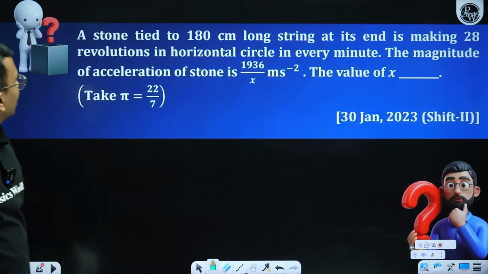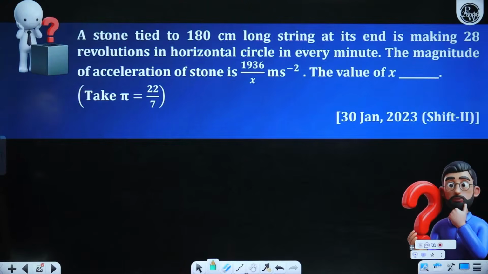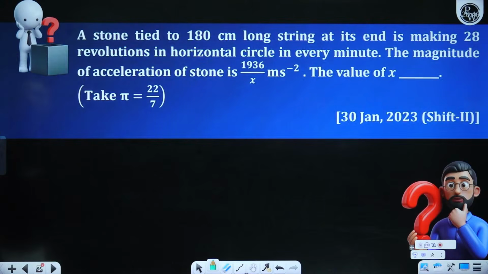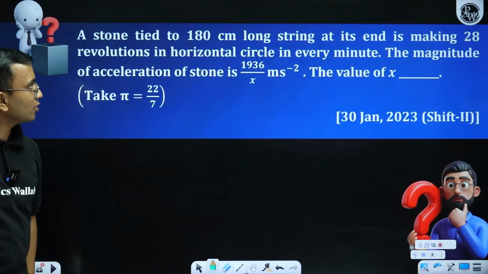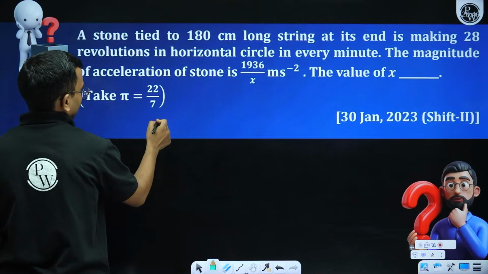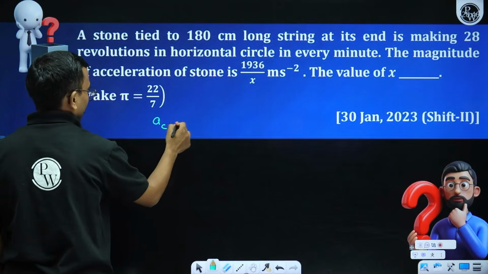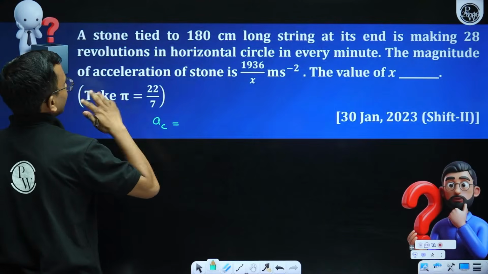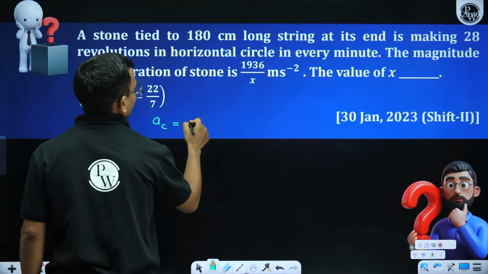Okay. A stone is tied to a 180 centimeter long string at its end, and its end is making 28 revolutions in a horizontal circle every minute. The magnitude of acceleration of the stone is, this is a uniform circular motion. What is the acceleration there? Centripetal acceleration. What is that? Omega square r or v square by r. Anything you can write. Let us write it as omega square r.